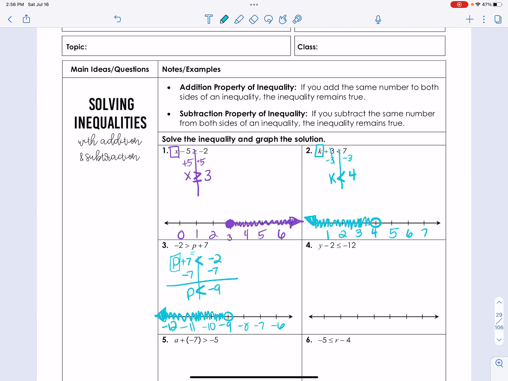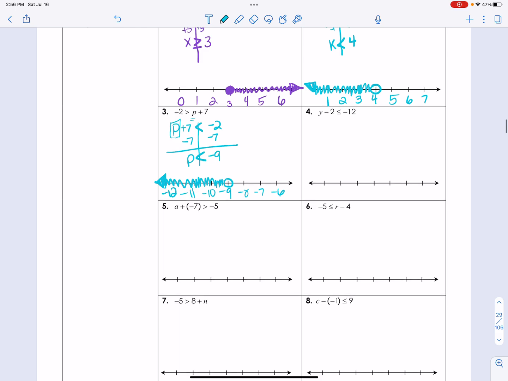All right. So what I would like you to do right now, we do not need to do all of them. I would like you to do 4. I would like you to do 5. I would like you to do 6. And I would like you to do 8. Go. Pause the video and work those questions.